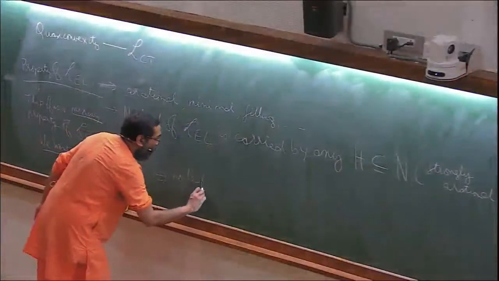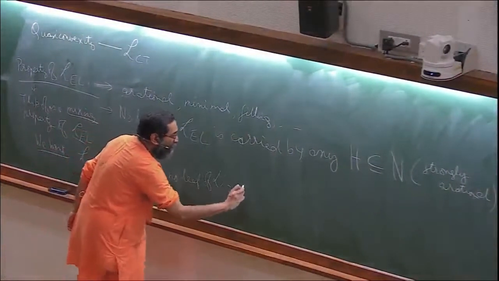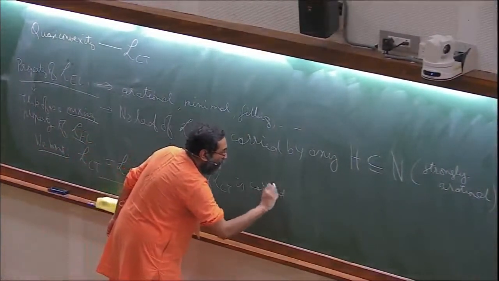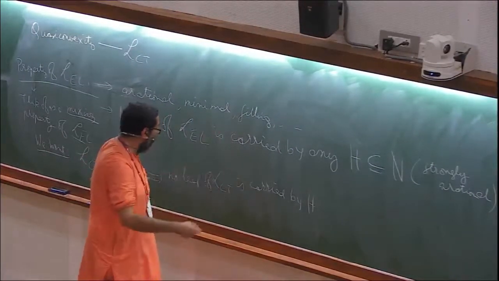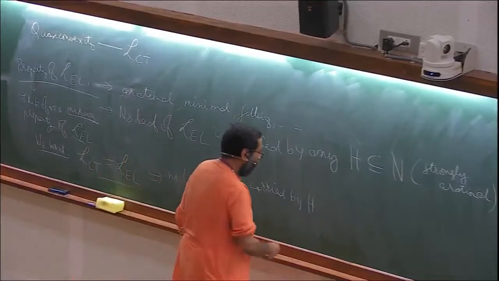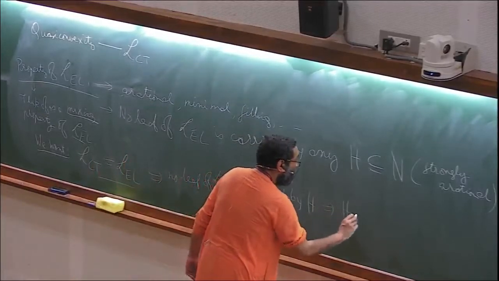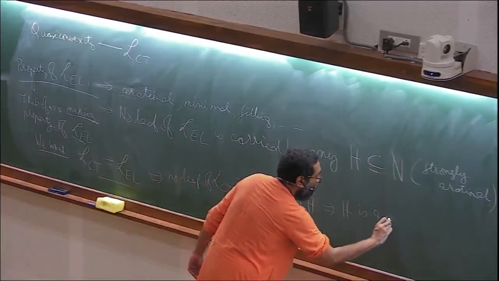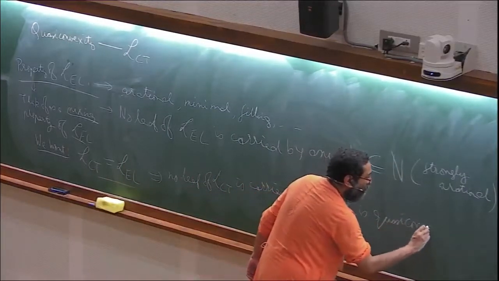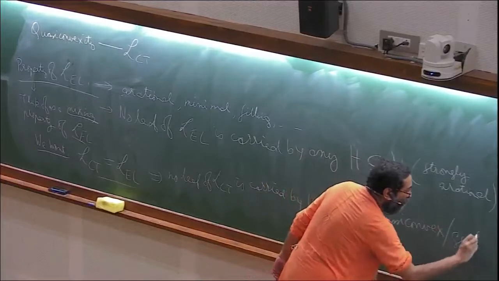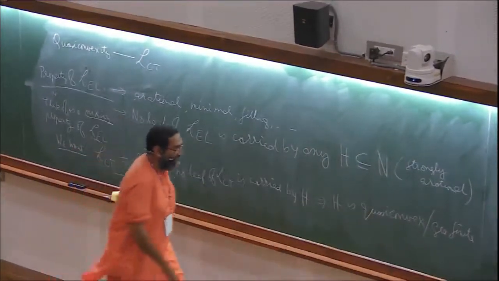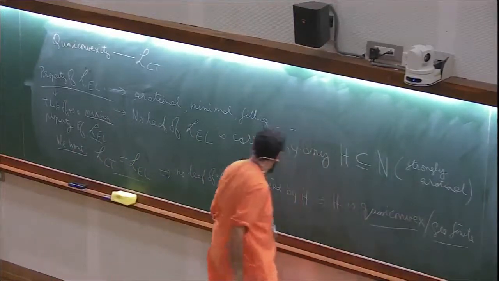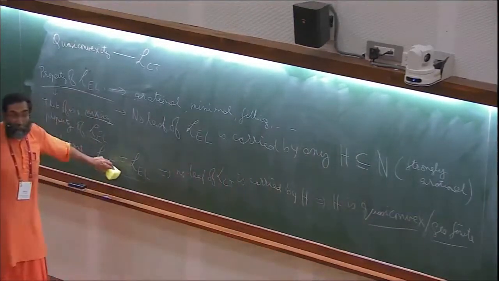So what if we have this? This implies that no leaf of LCT is carried by H, which means its pair of points on the boundary of H cannot code a leaf of the CT lamination. This implies, by that lemma which I had written there, that H is quasi-convex, geometrically finite. These are all interchangeable terms. It's used more in geometric group theory, it's used more in Kleinian groups. So this is what we want.